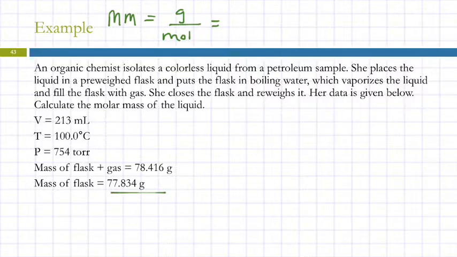Okay, so to calculate the mass here, I'm just subtracting these two numbers. I'm taking the flask with the gas in it, and I'm subtracting the mass of just the flask by itself. So I get 0.582 grams. So that's my mass, 0.582 grams.